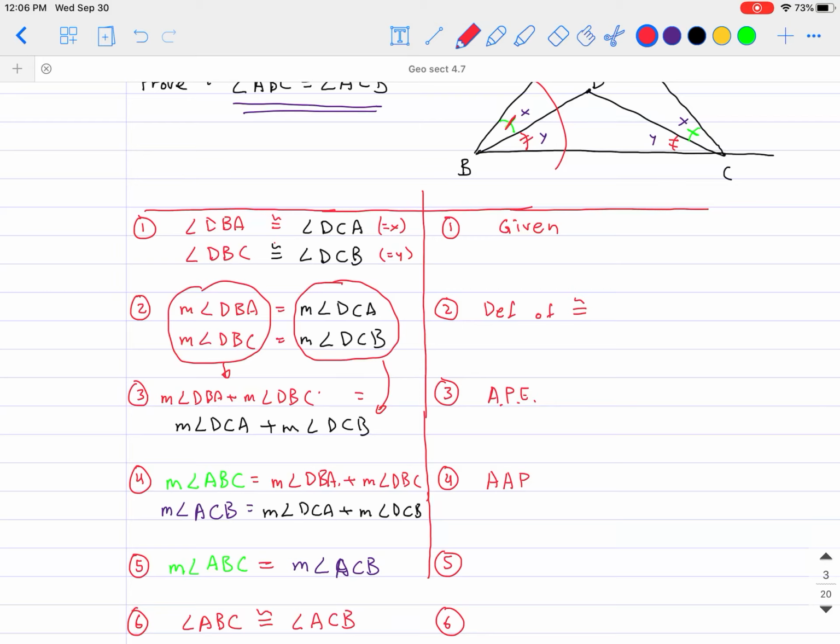Okay, so that is the difference between step 3 and step 4. Again, addition property of equality, you add both sides consistently, whereas angle addition postulate, you're saying that the sum of the two smaller angles is equal to the measurement of the bigger angle.